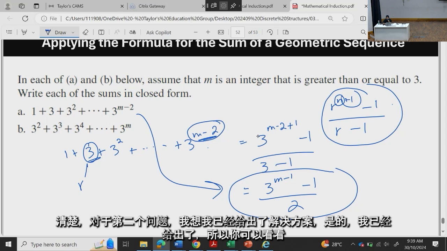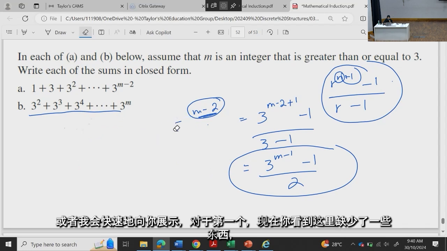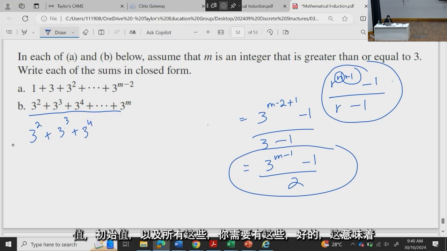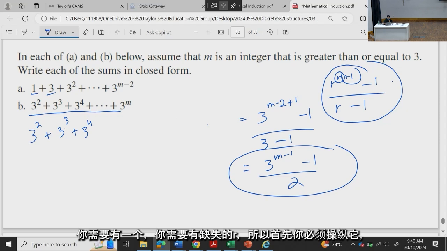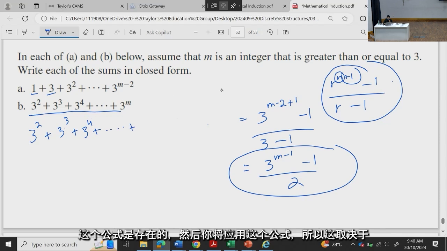Clear? For the second one, I think I have given the solution. Yeah, I have given it. So you can look at that, or I will just show you quickly. For the first one, now you see here something is missing. In order to apply the formula for sum of geometric sequence, you need to have the sequence, the initial values and all those. It means that you need to have 1, you need to have r. That is missing. So first you have to manipulate it. You have to analyze it and see how you can convert this into a geometric sequence for which this formula is there. Then after that you will apply the formula.